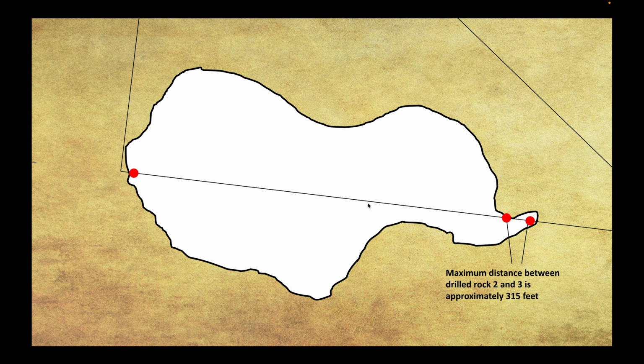But if we just start with putting them on the land of the current Oak Island, we see that the maximum distance between drill rock 2 and 3 is approximately 315 feet. So if any two rocks that are drilled are placed further apart than this, then they can't be candidates for drill rock 2 and 3. So this is pretty much exclusion logic here.